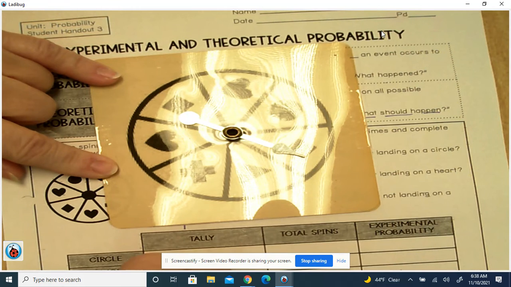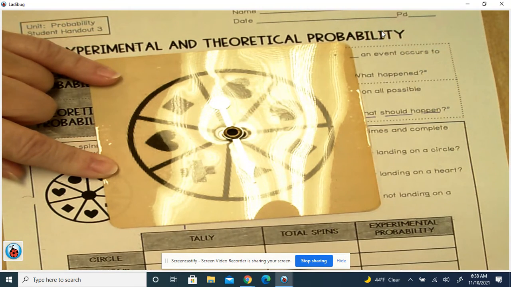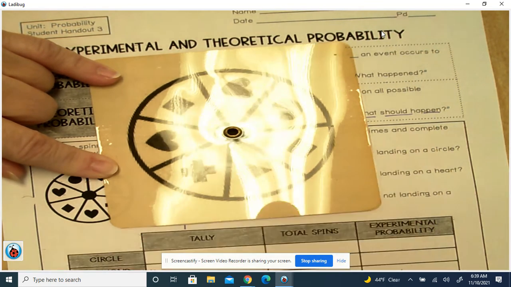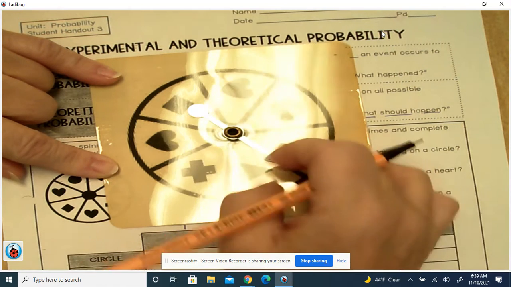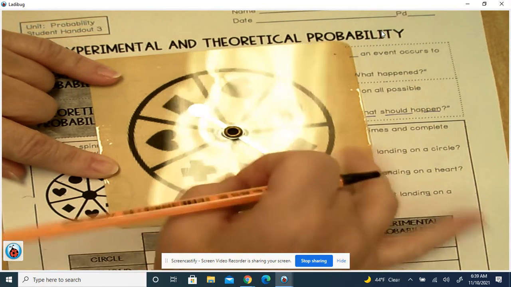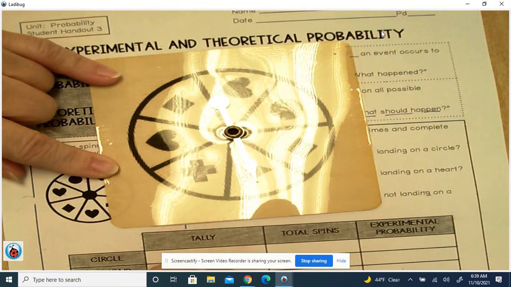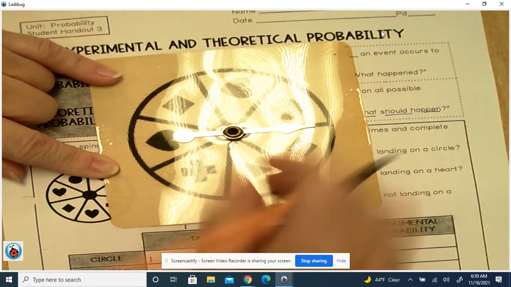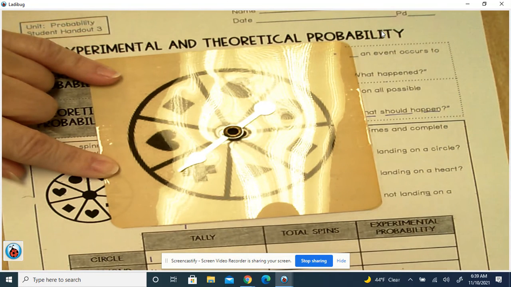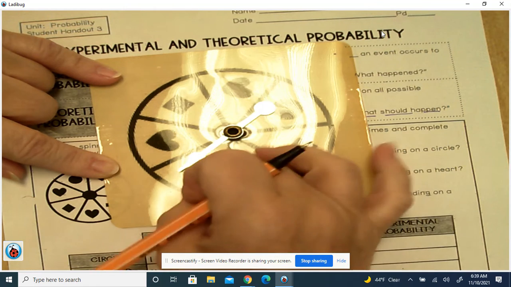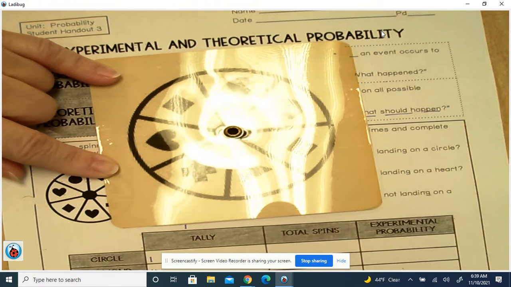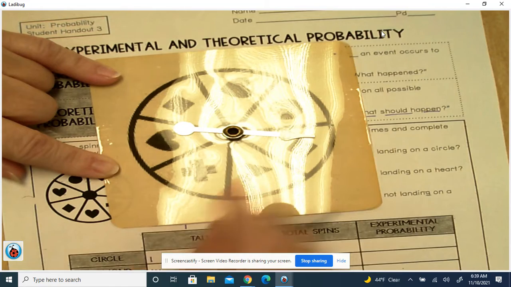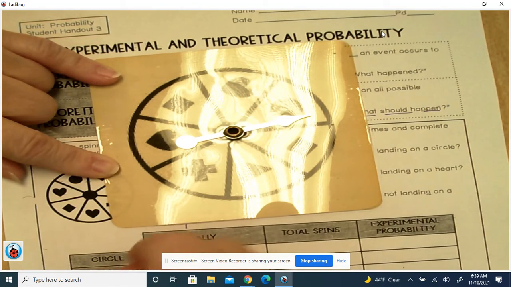Twice, a diamond. 3 times, a triangle. 4, a diamond. 5, a triangle. 6, a triangle. 7, a circle. 8, a plus sign. 9, a diamond. 10, a circle.